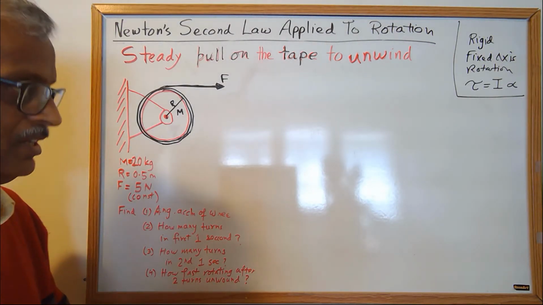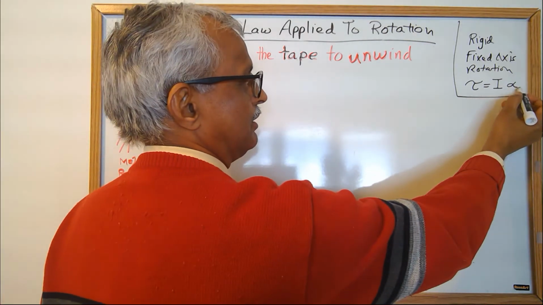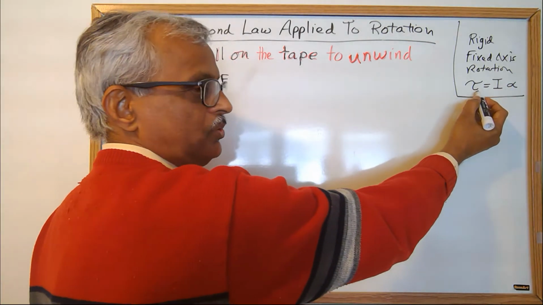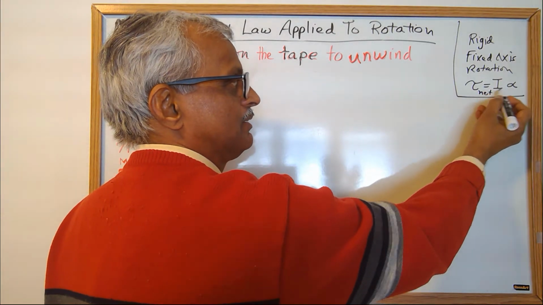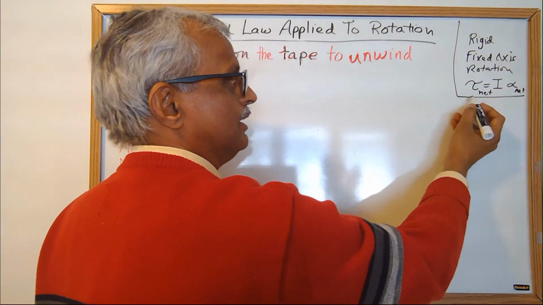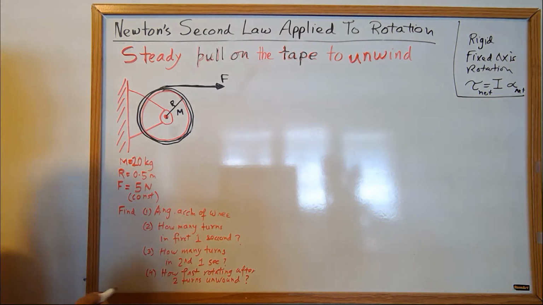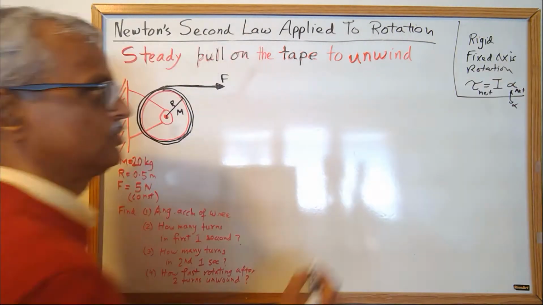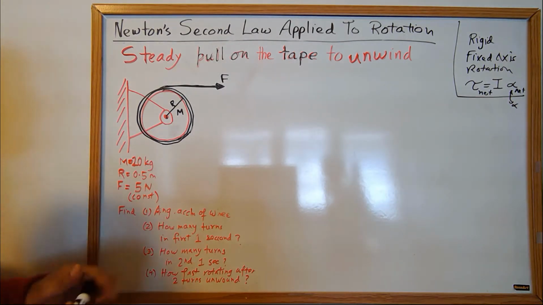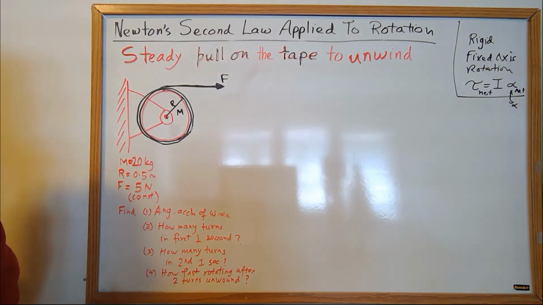And this is torque. Each force will apply torque and cause alpha. But if you're looking at net alpha, then you get a net torque. Net alpha is also simply what we write as alpha. So that's the law, and we want to see how that applies to a situation like this.